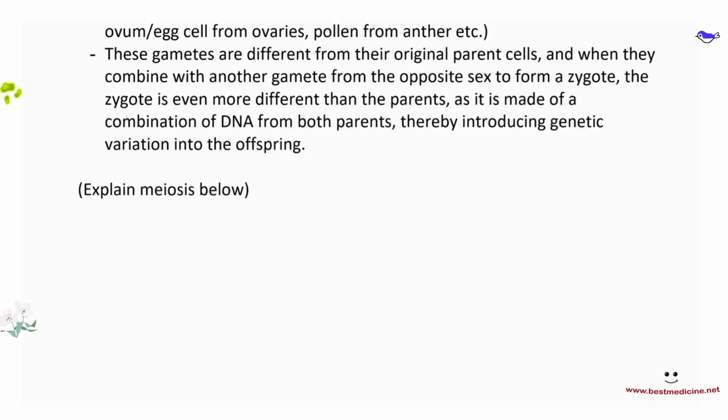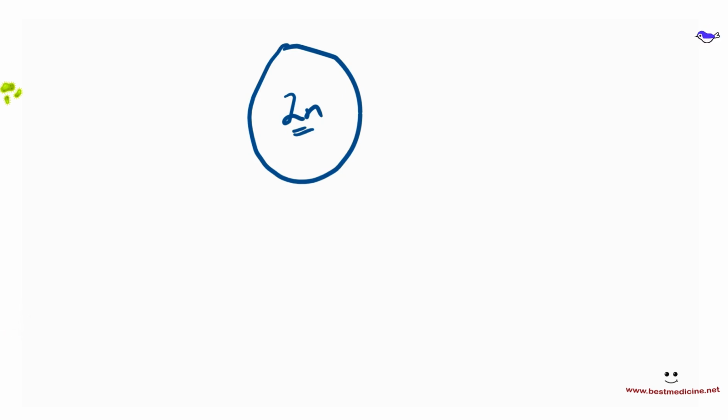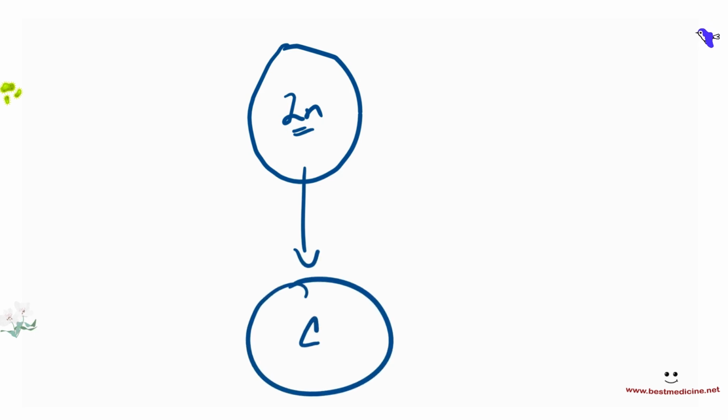Now here's a little bit of a review of meiosis. Remember that in a sexually reproductive organ like the ovaries or the testes, there is a germ cell. A germ cell is essentially a 2N cell with the normal number of chromosomes. It divides two times in meiosis. Before dividing, it undergoes DNA replication and becomes a 4N cell.